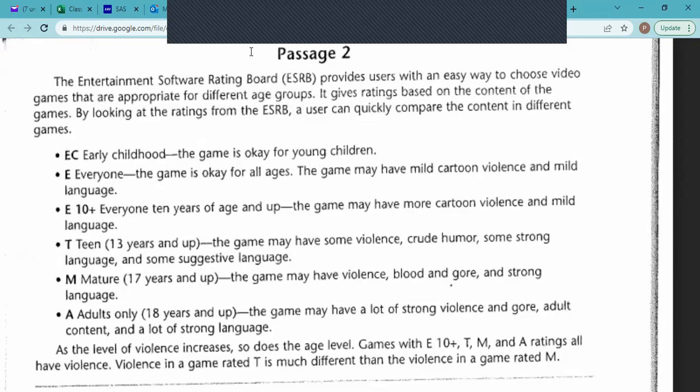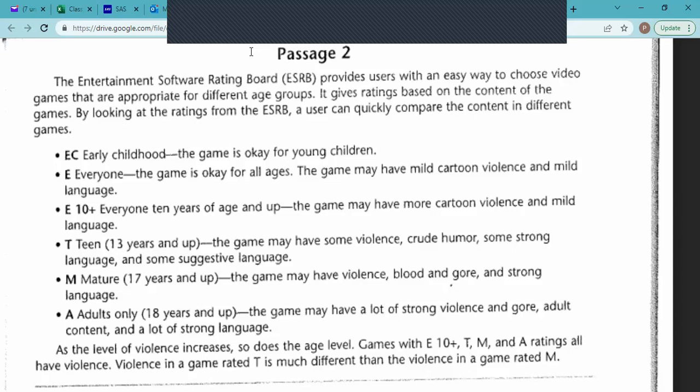T for teen is 13 years and up. The game may have some violence, crude humor, some strong language, and some suggestive language. Okay. And then M for mature. That's going to be for 17 years and up. The game may have violence, blood and gore, and strong language. And then, of course, the last one is A for adults only, 18 years and up. The game may have a lot of strong violence and gore, adult content, and a lot of strong language.